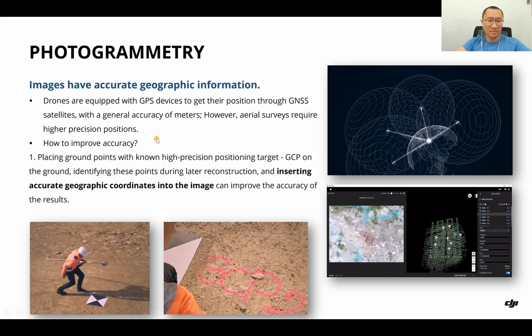The first way is to use GCPs. We place the GCP on the ground and know its high precision position, so we can identify these points during later reconstruction and insert the actual geographic coordinates into the image. This way, we can improve the accuracy of the results.